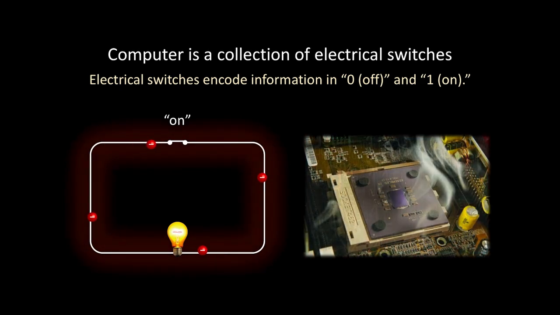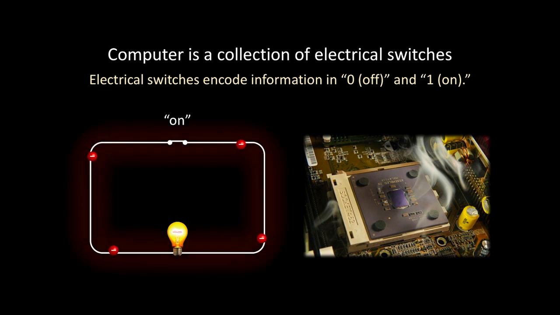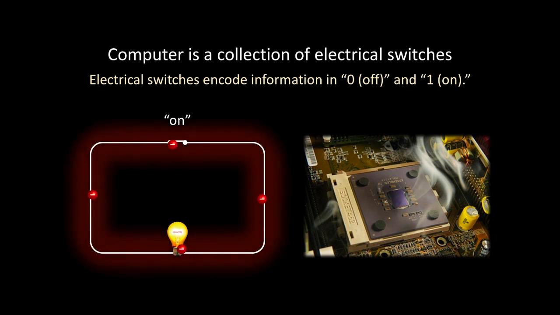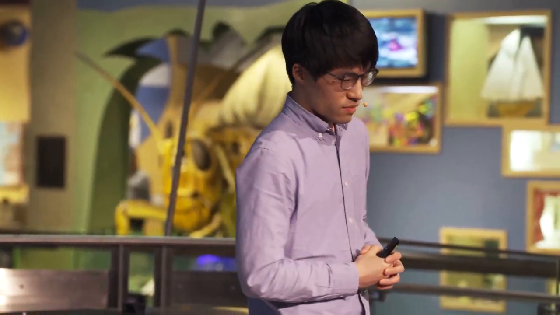But the problem is, this is very inefficient. When electrons go through wires, they generate heat, and that's why our computers get hot. On the other hand, light switches, they are much faster, much cooler, and importantly, they are key elements of quantum computers. So it will allow us to solve problems that are out of reach today. So that's how quantum physicists are working hard to implement their lightsabers into quantum computers.